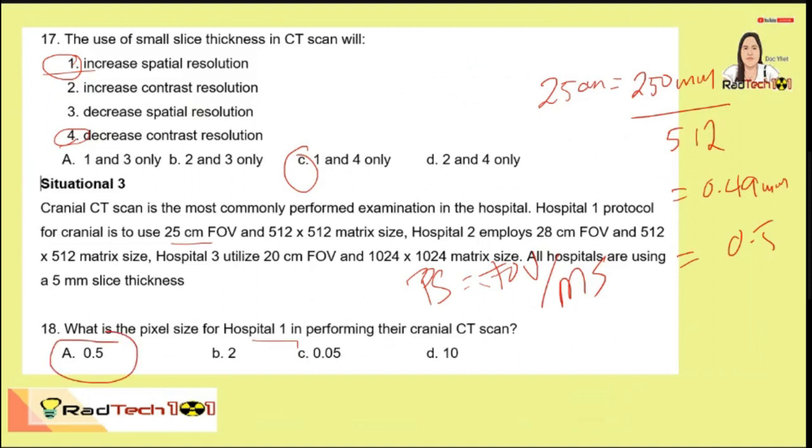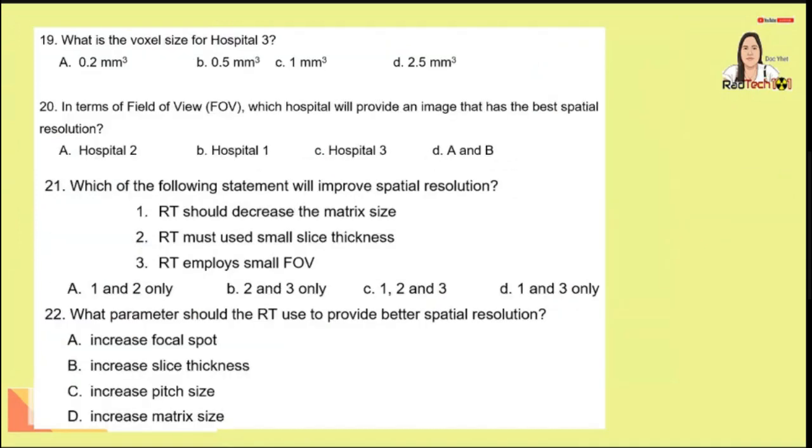So remember, if we are calculating for the pixel size, normally we express it in millimeters. So if the given is in centimeters, we should convert it into millimeter first before we calculate. So next, we're going to compute for the voxel size of Hospital 3. So voxel size is equal to pixel size times slice thickness.